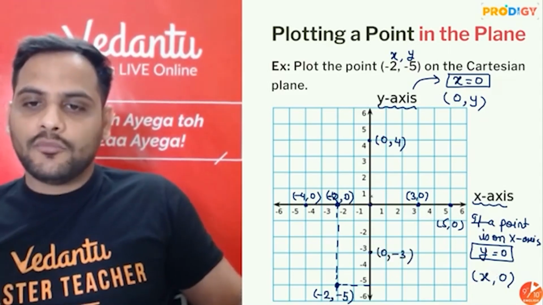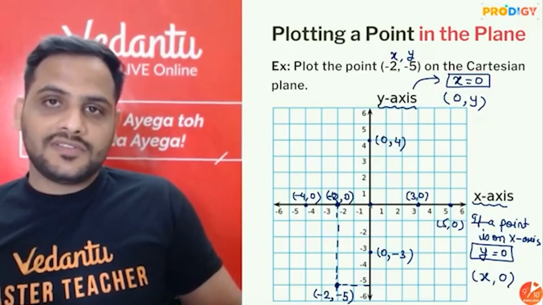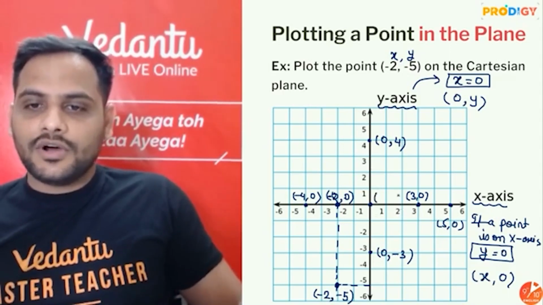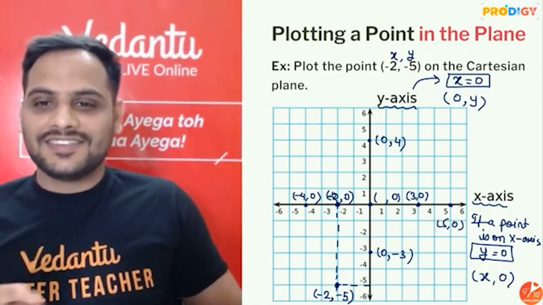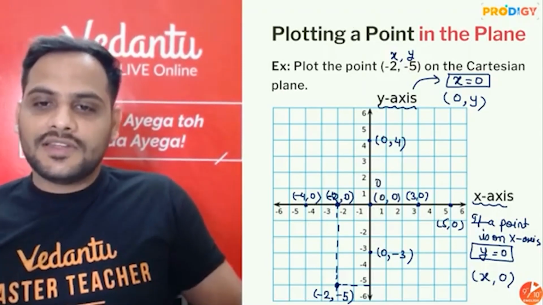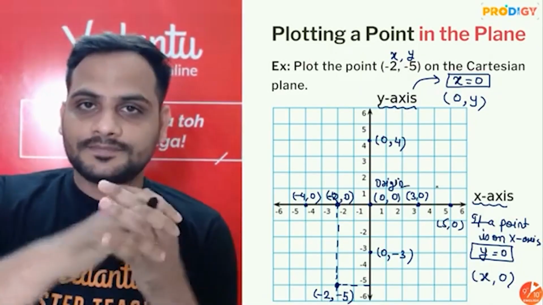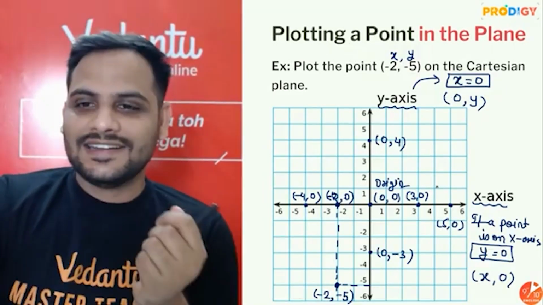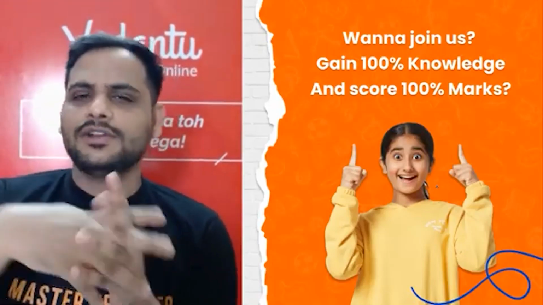Now this point where both the lines intersect, the intersection point of these two axes, is present on the x-axis as well as on the y-axis. Since it is present on the x-axis, its y coordinate will be 0, and since it is also present on the y-axis, its x coordinate also will be 0. So that is why this point is called the origin, and its coordinate is (0, 0). All right, okay beta? Okay, so this is what is there in the theory of this chapter. We'll look at some questions now.